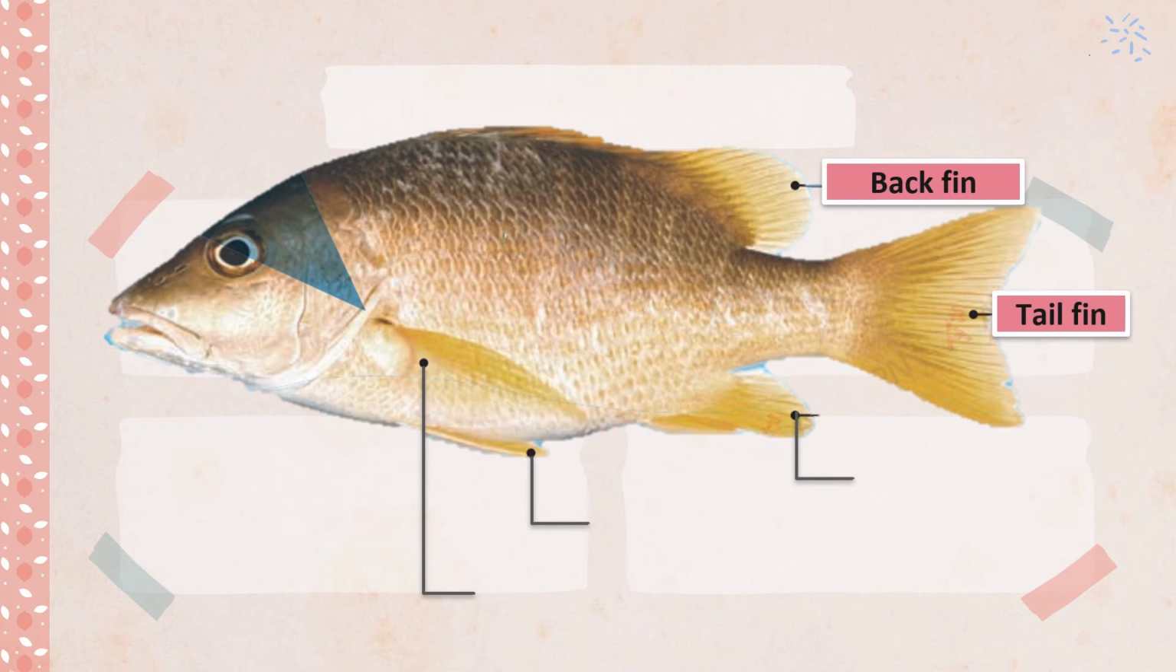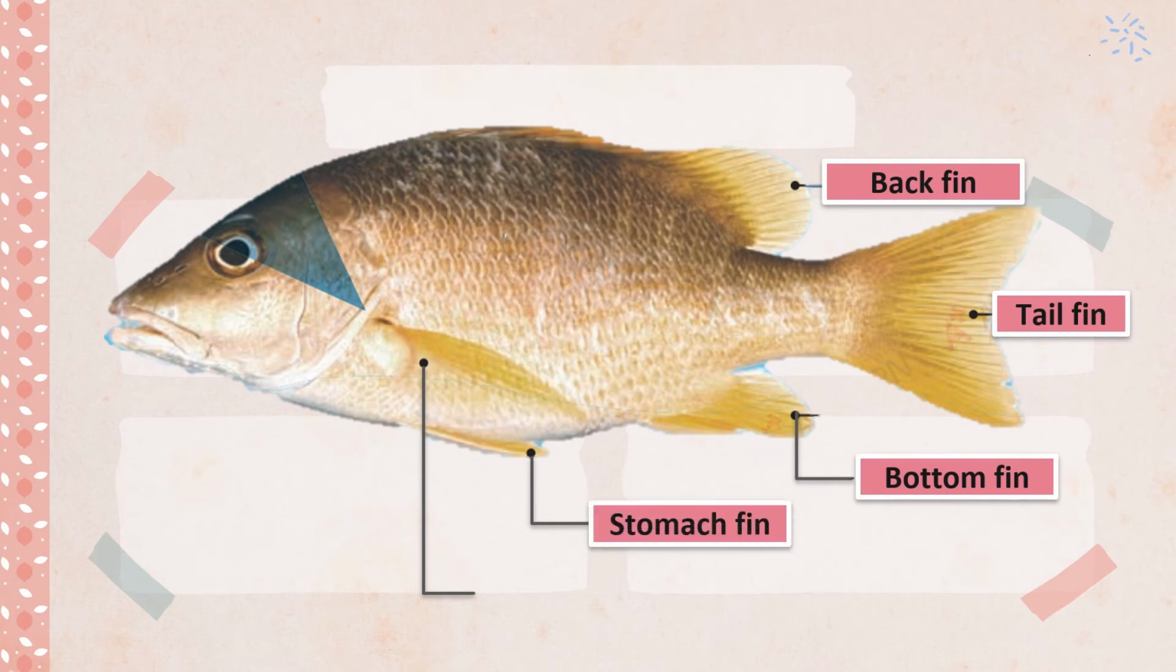Next is the tail fin. It also helps the fish to swim. Next, the bottom fin. Next is the stomach fin. And the last is the side fin. Okay, we have 5 types of fin. Do you understand, everyone? Very good.